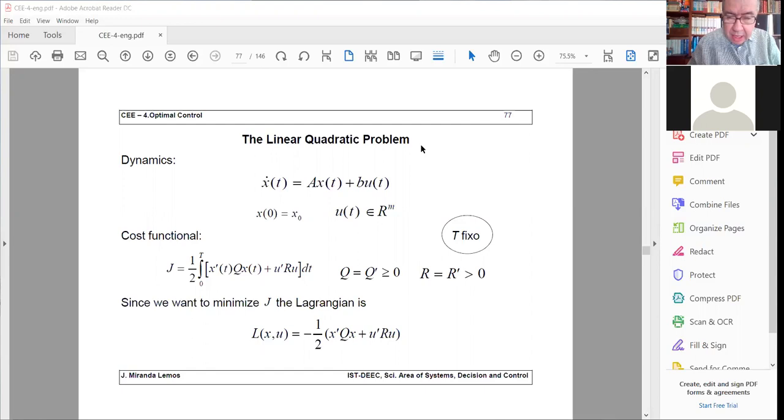So let's see what this linear quadratic problem is. As the name indicates, we are assuming a linear dynamics for the state. We assume that the state is described by the linear state equation, x dot equals Ax plus Bu, with some initial condition, x of 0 is x0. And at each time t, u of t, the control, belongs to R^m. So in this case, we assume that we can have, in general, m manipulated inputs. So this is a situation in the course in which we are going to consider multivariable control.